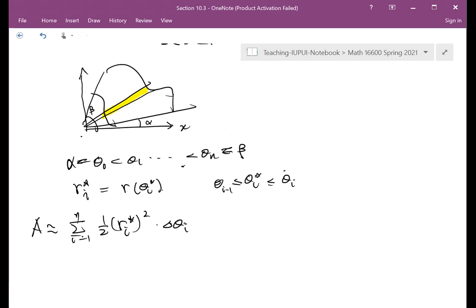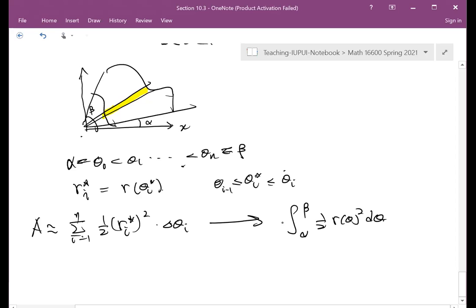Then, if you pass to the limit, you will get the integral from alpha to beta of half of r of theta squared d theta. So that is the area formula. I just showed you how we get it.